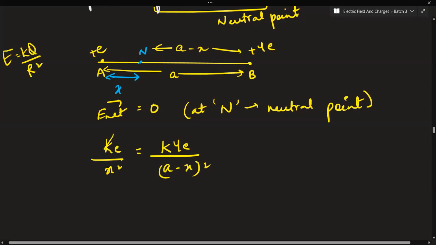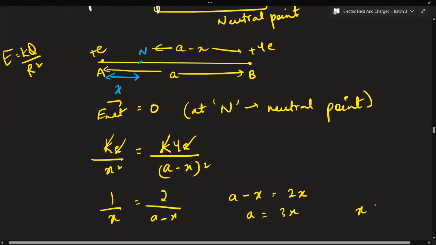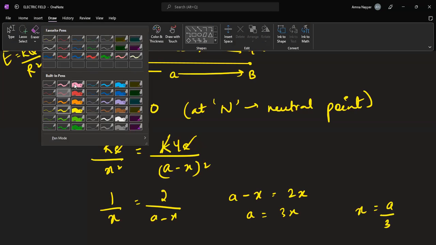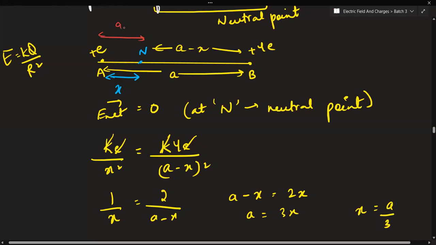Now, K will get cancelled. E will also get cancelled. Now, if you take the root of both the sides, you will be left with 1 by X is equal to 2 by A minus X. Just cross multiply. A minus X is equal to 2X. A is equal to 3X. X is basically A divided by 3. It means this part, this X, is coming out to be A by 3, and A minus X, the rest of the part, is 2A divided by 3.